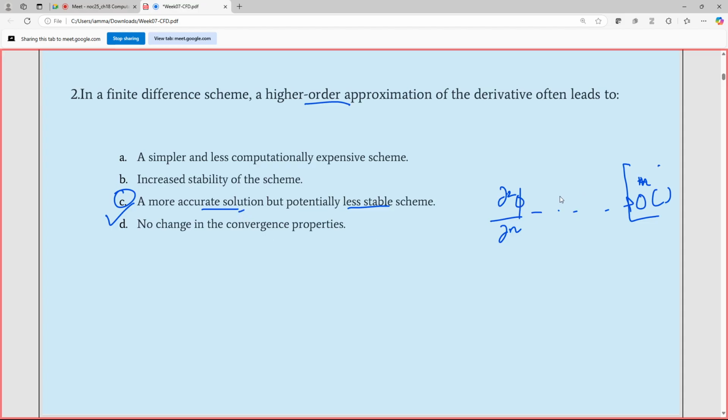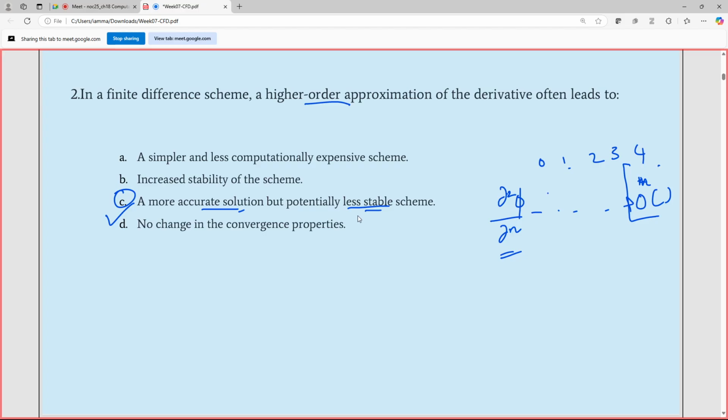But we can see that, suppose we are taking 0, 1, 2, up to second order, then there will be three points only to address this particular second order derivative. Suppose we are even taking third or fourth order terms, then there will be five points to represent this derivative. That will make the scheme less stable. So that is the complexity.